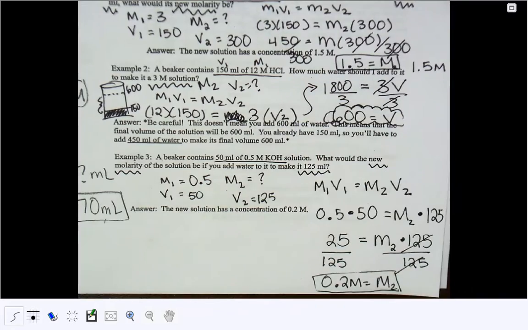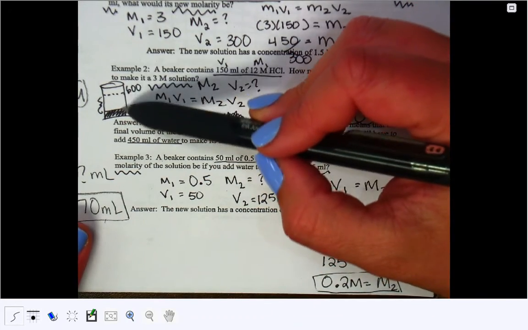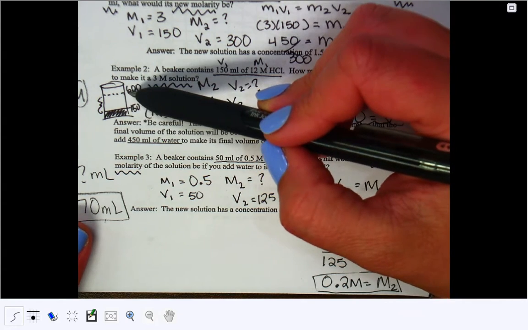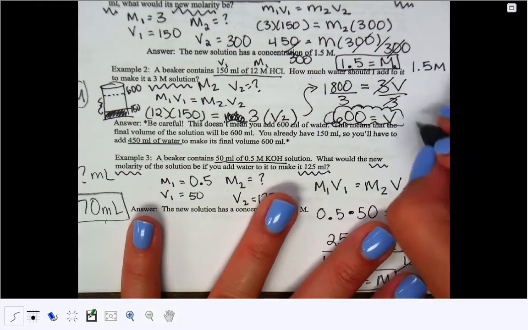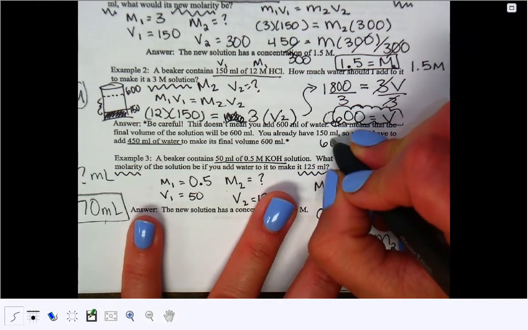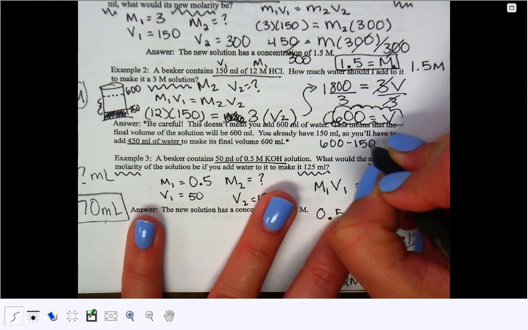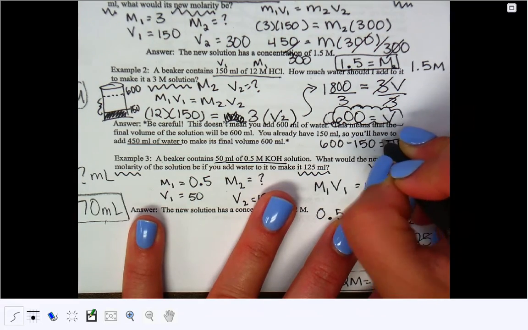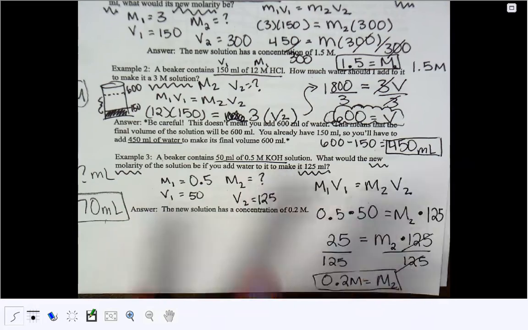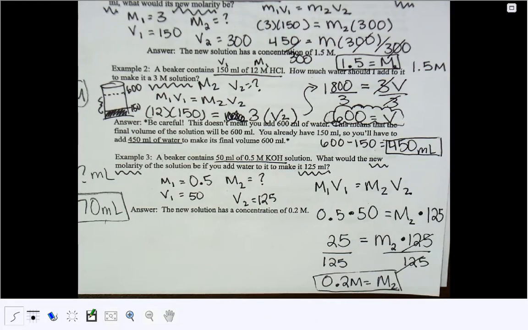So how can we figure out that answer? We want to know how much did I add to it to make it a total of 600? What would you do? Subtract them, exactly. So we're going to take that 600 and we are going to subtract what we started with, which is 150. So our final answer is actually 450 milliliters added. Okay? So that's the only thing that changed here, is that you just had that one extra little thinking step.